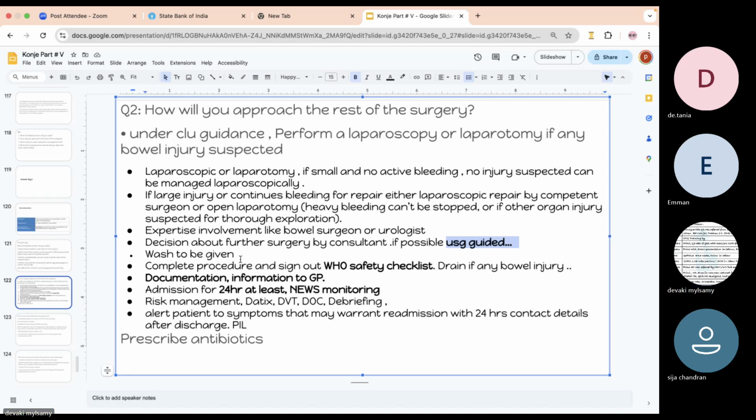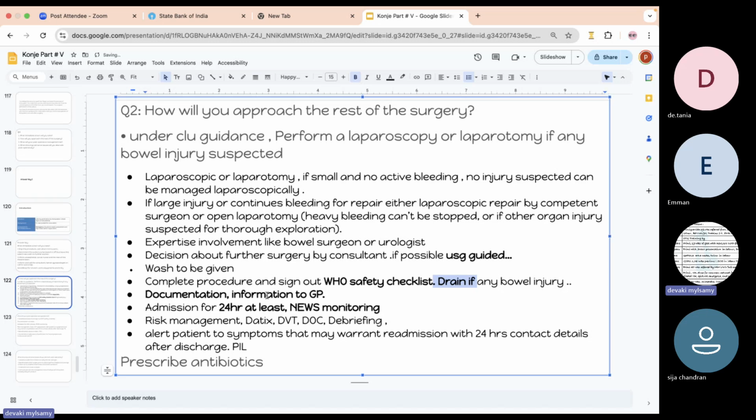Whenever you will be doing a procedure abdominally or laparoscopically, thorough wash will be given. If there are any chances of injury or suspected trauma to bowel or bladder, you may consider keeping a drain. Drain will also be considered. Now complete the procedure and sign out WHO safety checklist.